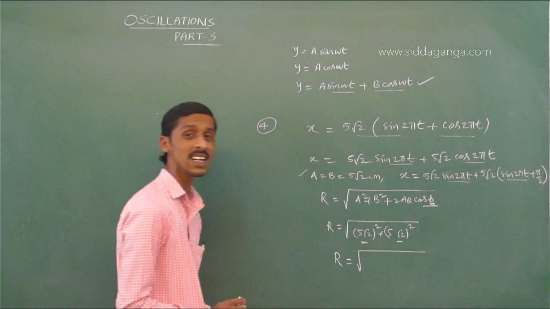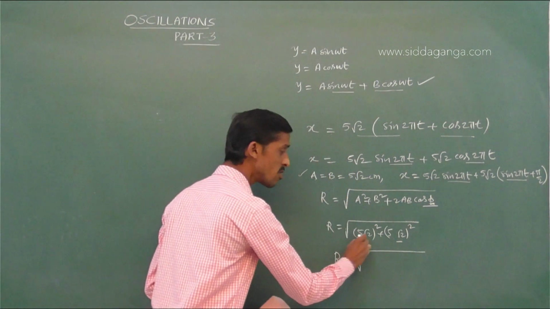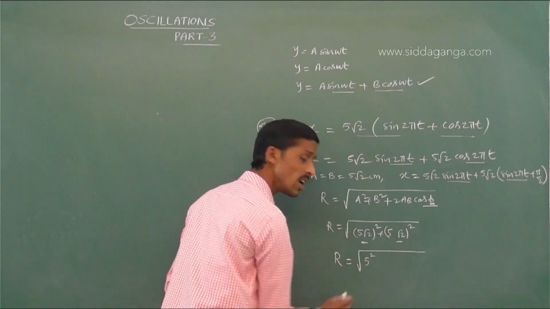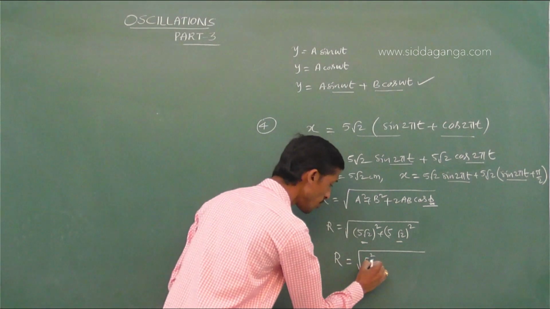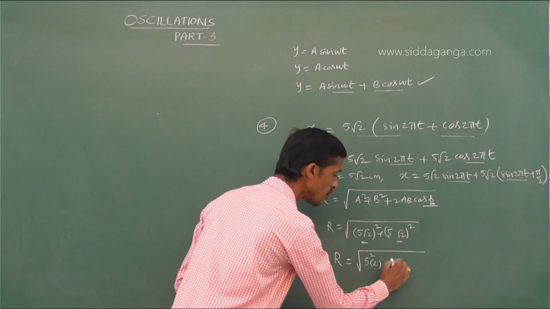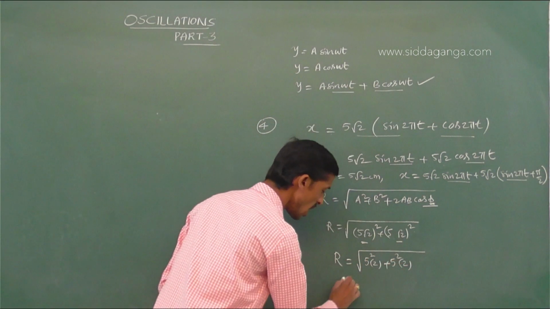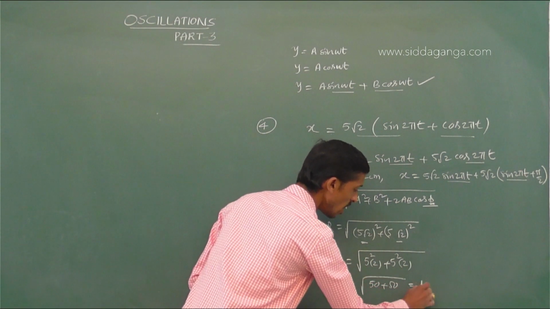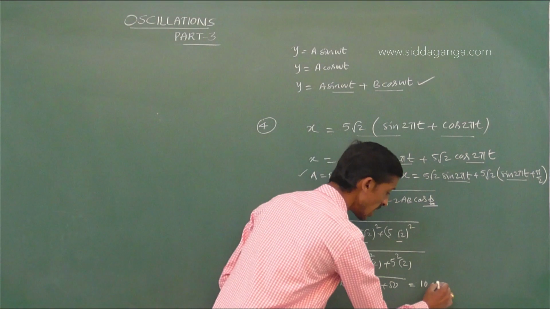What is the resultant amplitude? 5 root 2 square, what does it become? 5 square into root 2 square, 2 plus 5 square into 2. So R is equal to 50 plus 50, under square root 100, so 10 centimeter.